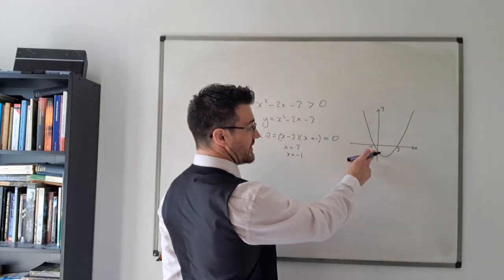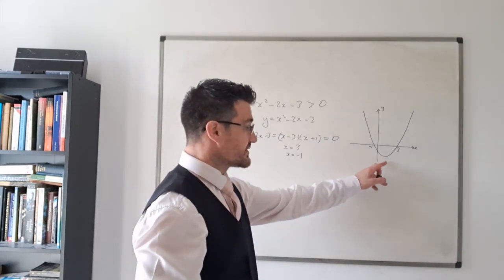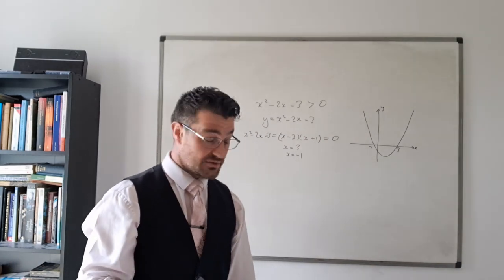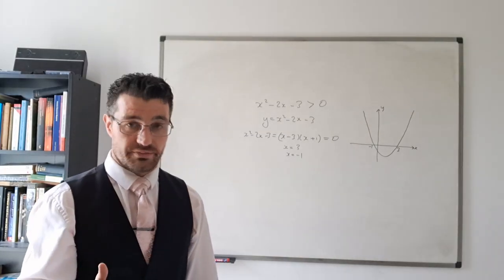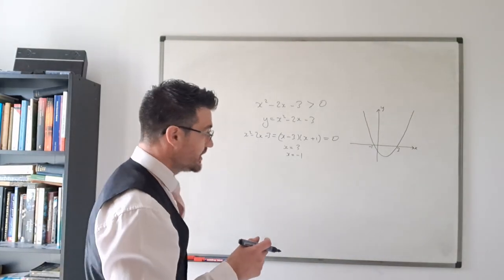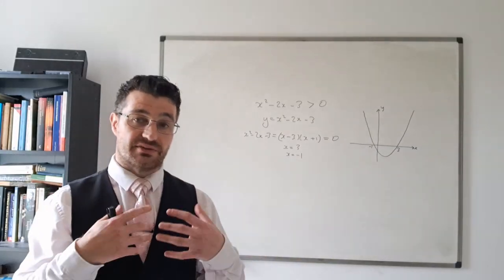So the roots are 3 and minus 1. I could find where it goes through the y-axis. If I think it's going to be useful to me, I could find the coordinates of the vertex. If I think it's going to be useful to me, this information right now is probably not going to be that useful to me. Okay, so there's different parts of this graph that I can focus on now.